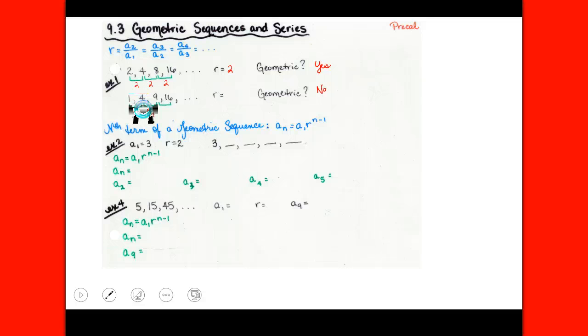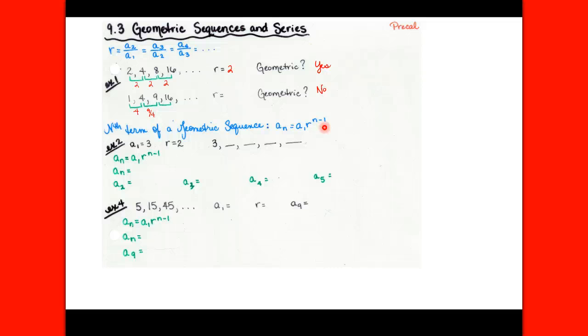If I do have a geometric sequence, I now have a formula for creating the nth term of a geometric sequence. And that formula will be a sub n is equal to a sub 1 times r to the n minus 1. So all I'm going to need is my first term and my ratio, and I'll be able to create the formula, just like when we were working with our arithmetic, we needed our first term and our constant difference, right? So for example number 2, they tell me if your first term is 3 and your ratio is 2, find the first 5 terms of the sequence.